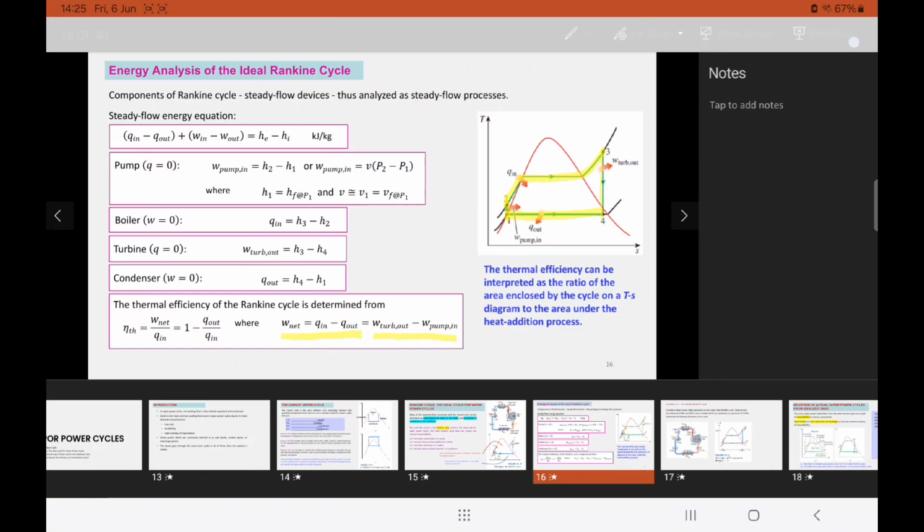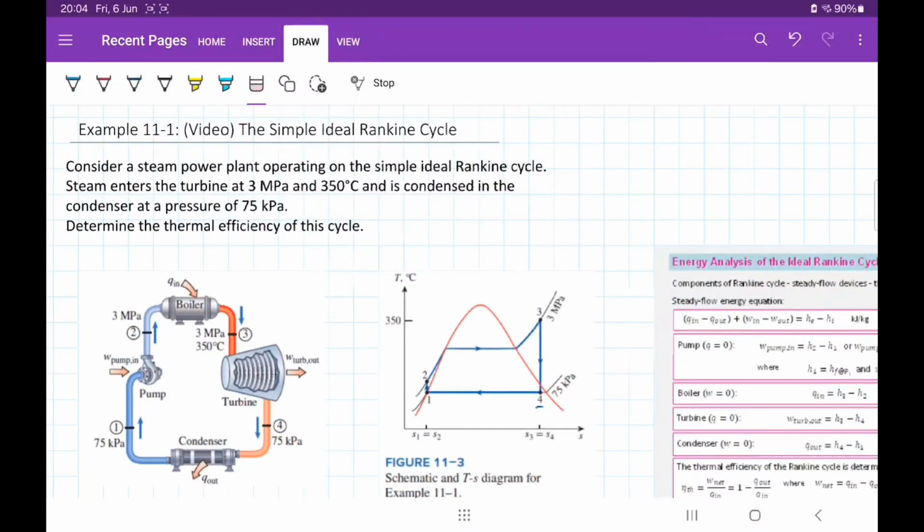Let's do example 11.1, analysis on the simple ideal Rankine cycle. Consider a steam power plant operating on the simple ideal Rankine cycle, where steam enters the turbine at 3 megapascal and 350 degrees Celsius, and is condensed in the condenser at a pressure of 75 kilopascal. You need to determine the thermal efficiency of this cycle.